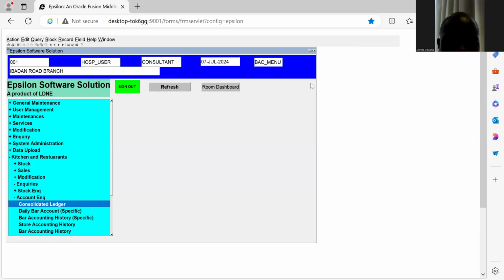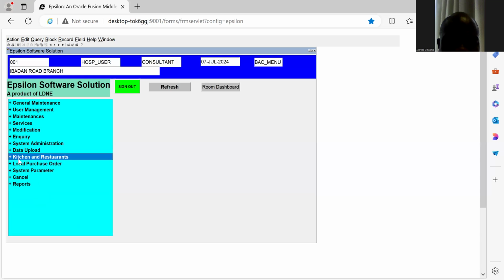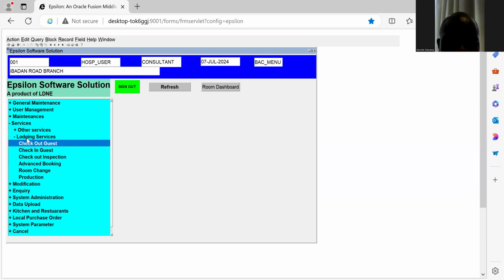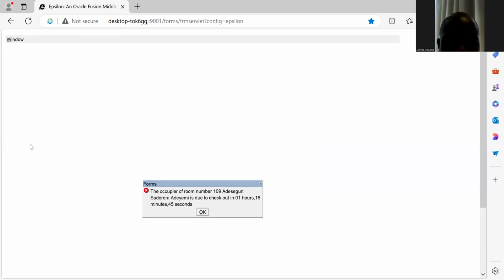Now, let's go into the details of the discussion today, which is how we do our check-in, check-out. We've seen in the system that one person is due to check out. Because one person is due to check out, I'll start with that person by checking out the person on the system, and let's see what the activities are that happen in the system during the process. So under services, lodging services, I will take checkout.